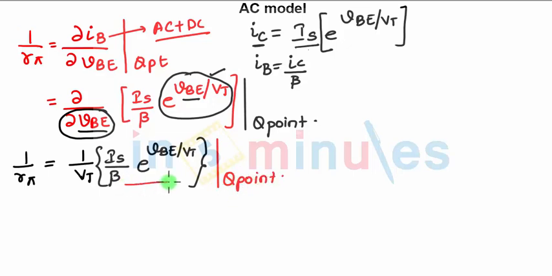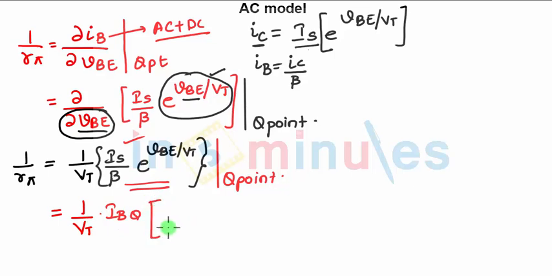This value we are finding at the Q point. Now this is nothing but the current IBQ at the Q point. This is nothing but the forward bias diode current, and forward bias diode current is nothing but the IBQ. So I can replace it with IBQ at the Q point.